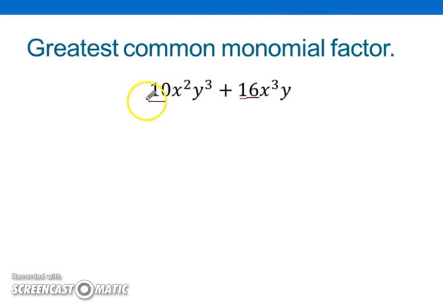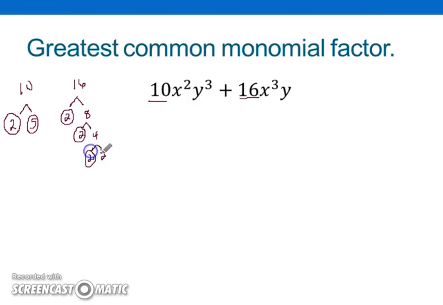But looking at our coefficients, we have a 10 and we have a 16. If you know right away the highest factor they have in common, you can identify that. Otherwise, you might just want to factor it out. So 10 factors to 2 and 5. 16 would be 2 and 8, or 2 and 4, and then 2 and 2 again, so factoring out to prime factors. This one has a 2 and a 5. This one ended up with four 2's. So the greatest amount that they have in common is just one 2. So the greatest common factor between 10 and 16 would be a 2.